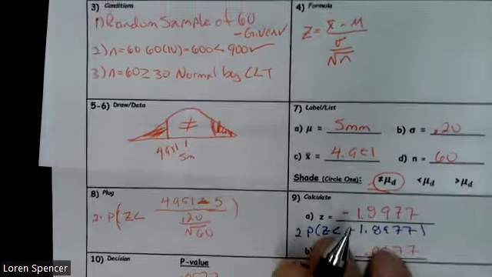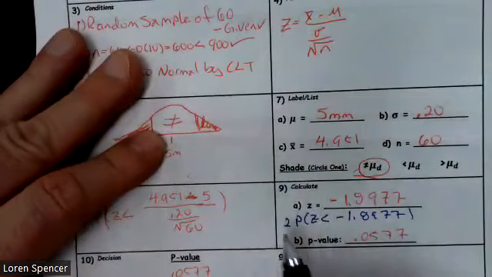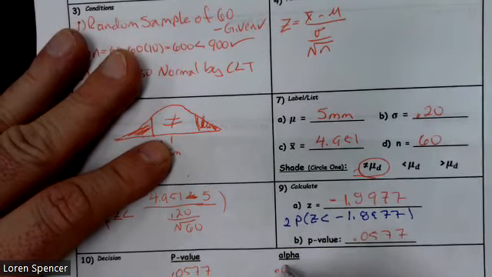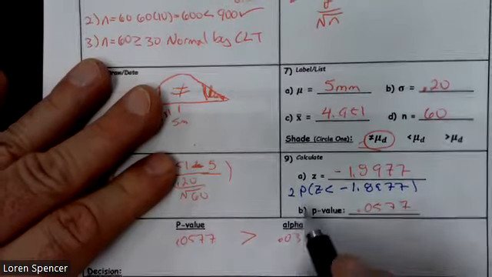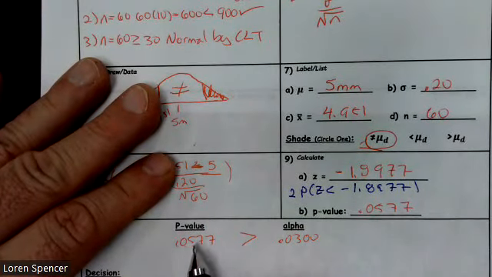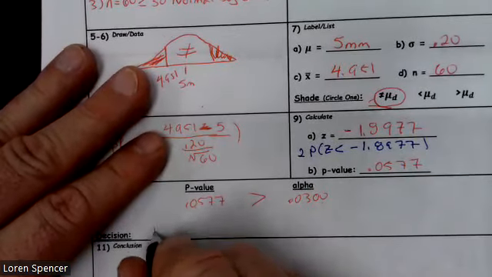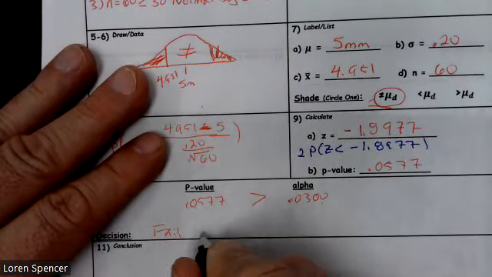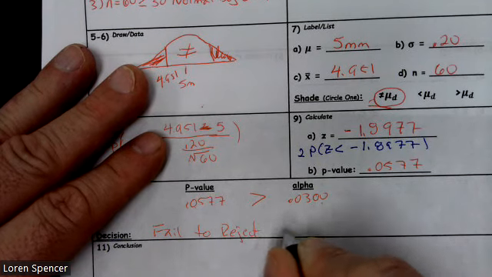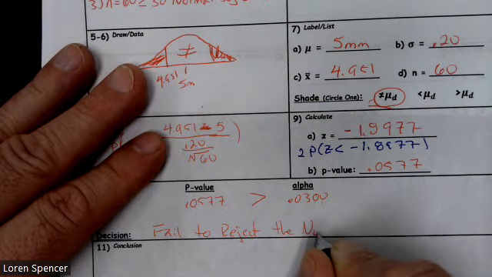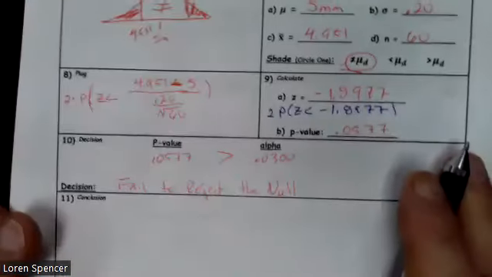We need to go back and check our alpha. We said our alpha earlier was 0.03. So the p-value is greater than alpha. Make sure you make them the same length: 577 is definitely bigger than 300. So our decision is to fail to reject the null. That's our decision. Now we need to write up our conclusion.